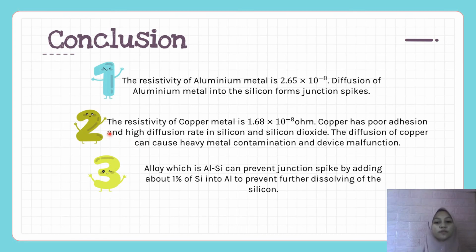Second, the resistivity of copper metal is 1.68 times 10 to the power negative 8 ohm. We know that copper has poor adhesion and high diffusion rates in silicon and silicon dioxide. The diffusion of copper can cause heavy metal contamination and device malfunctions. In this metallization process, we choose aluminium silicon. Aluminium silicon can prevent junction spikes by adding about 1% of silicon into the aluminium to prevent further dissolving of the silicon.